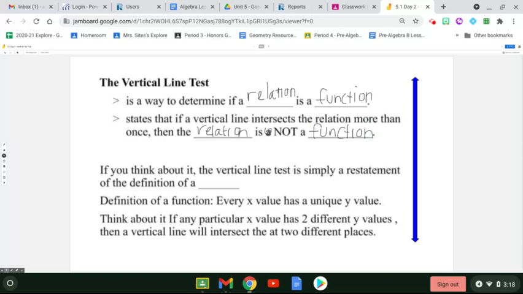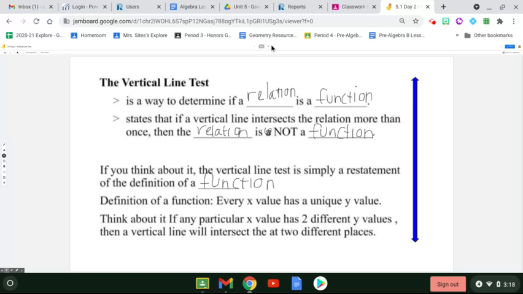And if you think about it, the vertical line test is simply a restatement of the definition of a function. Recall, the definition of a function is every x value has a unique y value, meaning its own special y value. So if any particular x value has two different y values, then a vertical line will intersect at two different places. So we're going to keep that in mind today.